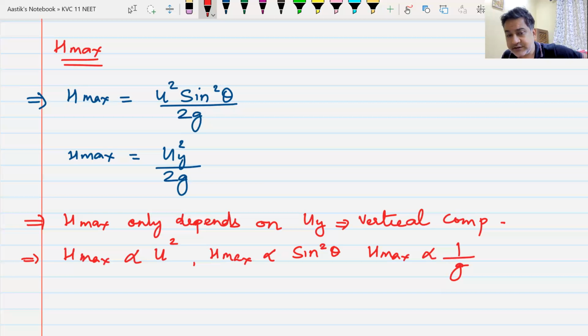Just now told you that, beta. If I keep uy same, two things will remain same. What are those two things that will remain same if I keep uy same? The first thing is the time of flight, and the second thing is the maximum height. I hope you will remember it.